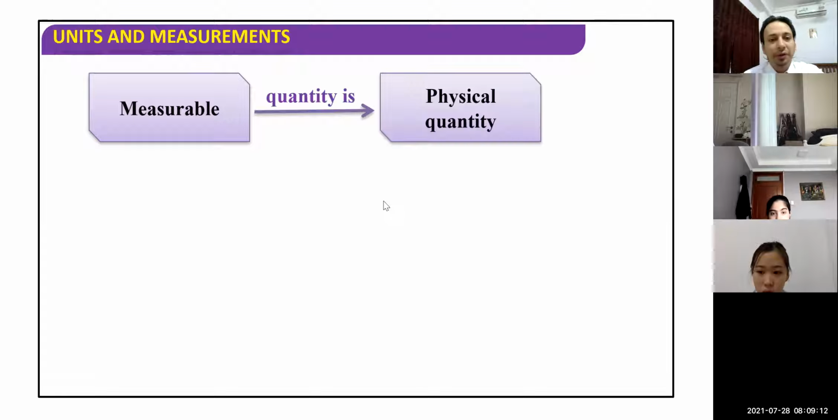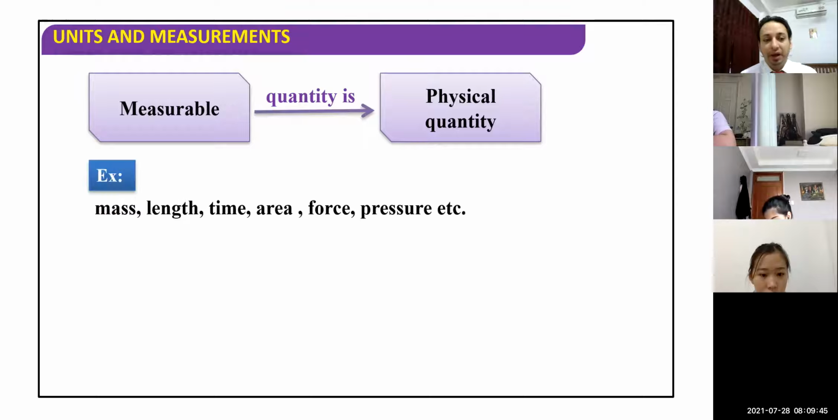Now, here you can see on the slide, a measurable quantity is a physical quantity. We are already aware of this fact. Any measurable quantity is considered a physical quantity. For example, velocity. You can measure velocity by measuring the displacement traveled by an object per unit time. So velocity is a measurable quantity, so it's a physical quantity.